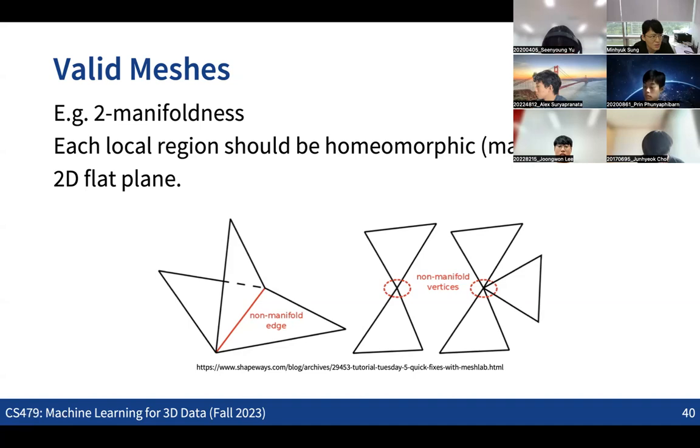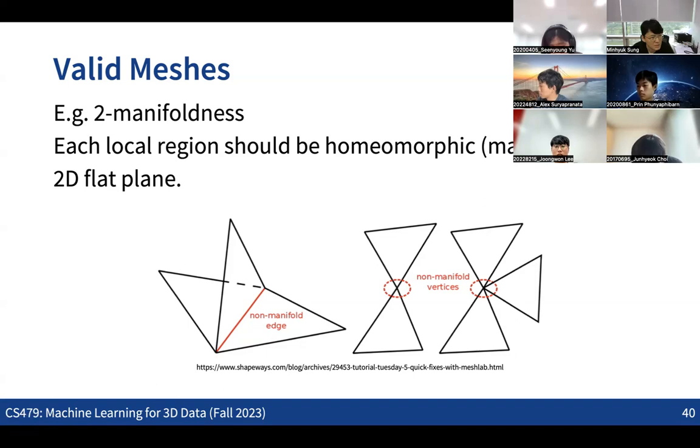This condition is called two-manifoldness. Manifold basically means some kind of 2D surface. So we want this 3D surface to have all local regions be mappable into a 2D flat plane, roughly speaking. Another case that breaks this condition might be a vertex with some adjacent triangles which do not form a 2D surface in 3D space, but just make a point in 3D space.